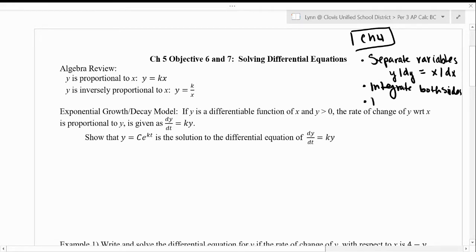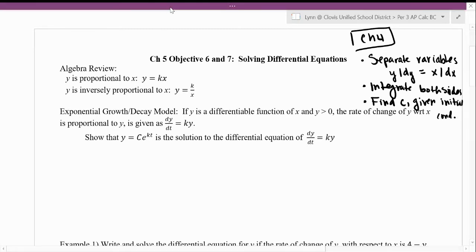And then finally, if it's asking, we will need to find the value of C, and that would be if we were given initial conditions, right? So given some sort of values ahead of time. Okay, all right, so then a couple of review ideas here as well.